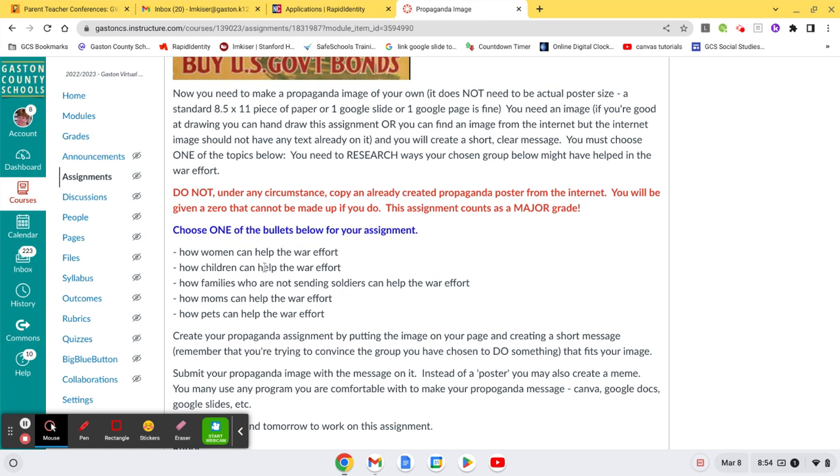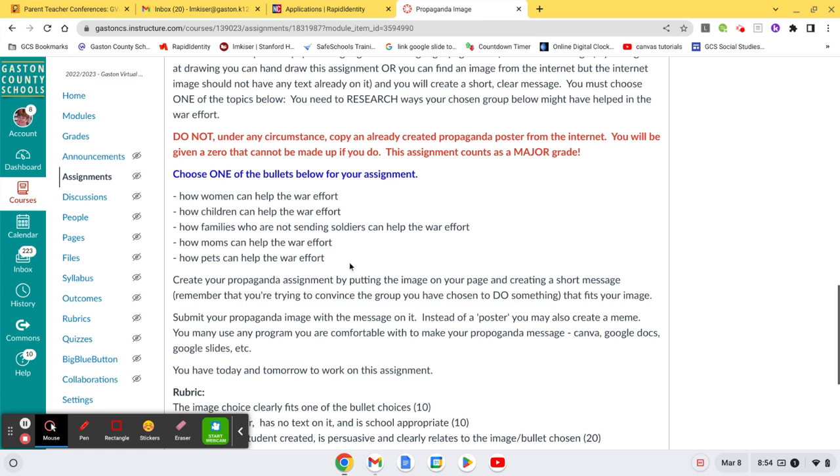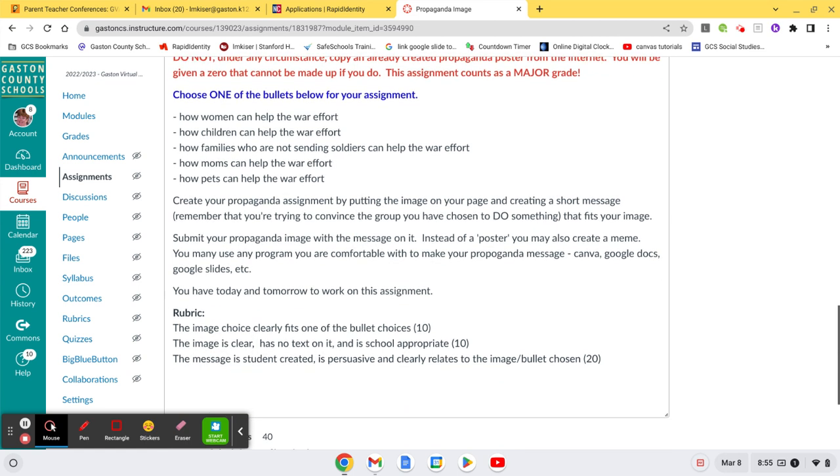So you could choose women. You could choose how children could help the war effort. And I'll give you a hint there. A lot of children helped with things like tin can drives, recycling drives to gather materials together that could be recycled to help the war effort. What about families who didn't have a soldier to send to the war effort? How could they help? And you can be creative here, but your message must be clear about what you want them to do. How could moms help the war effort? How could even pets help the war effort? Pets were used in World War I and in World War II. So you can research these a little bit and then make your image with your message.